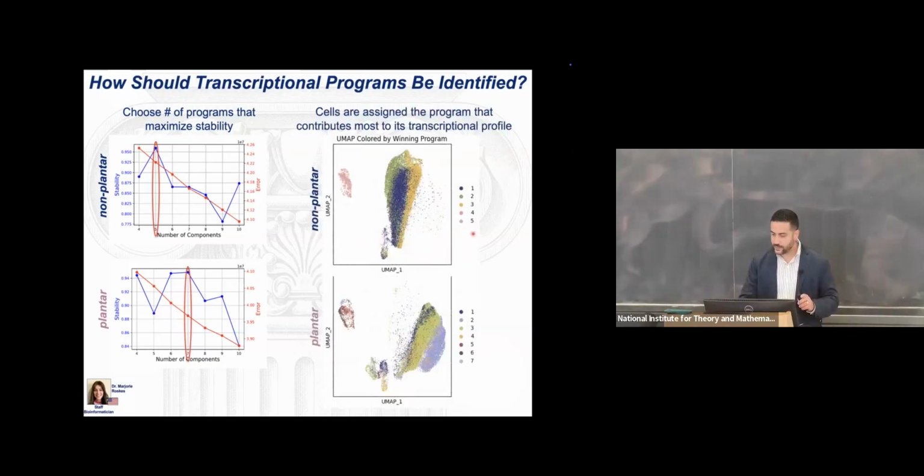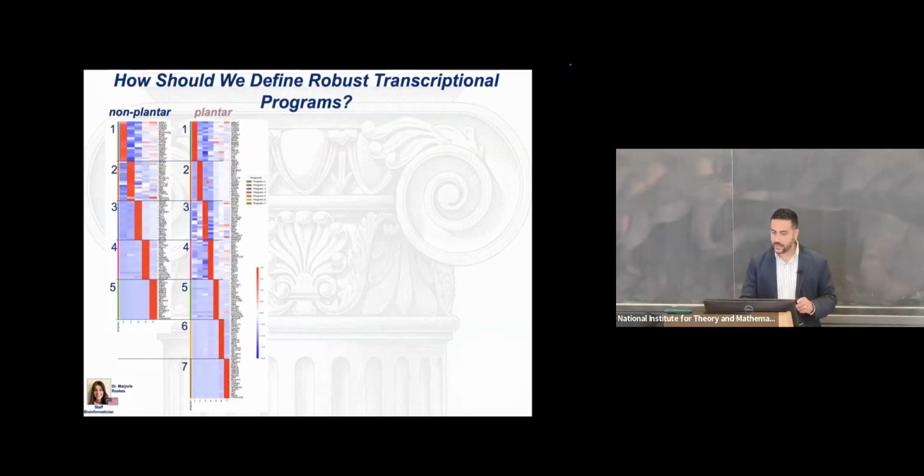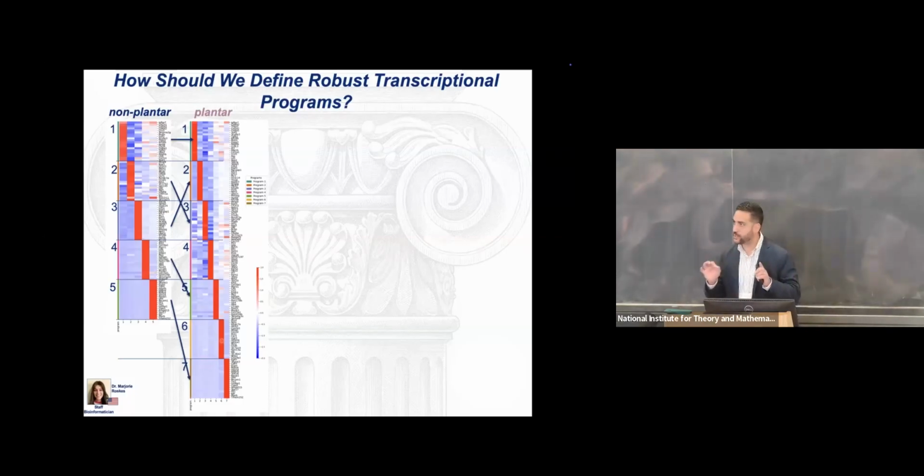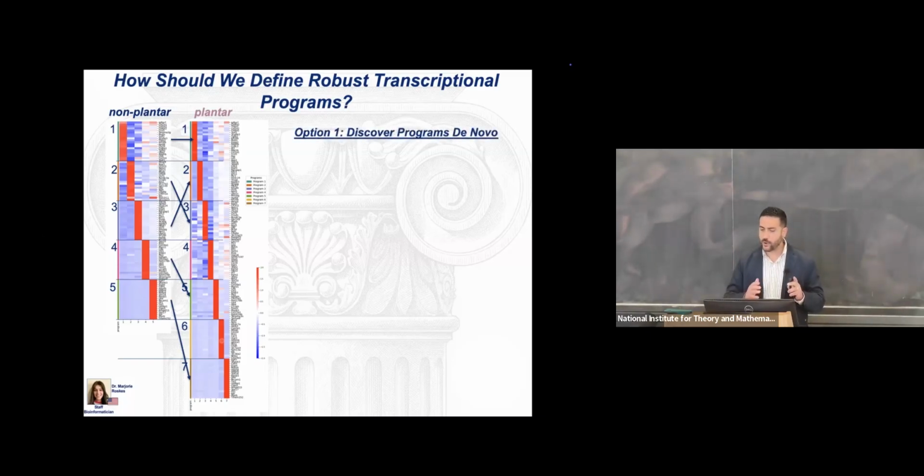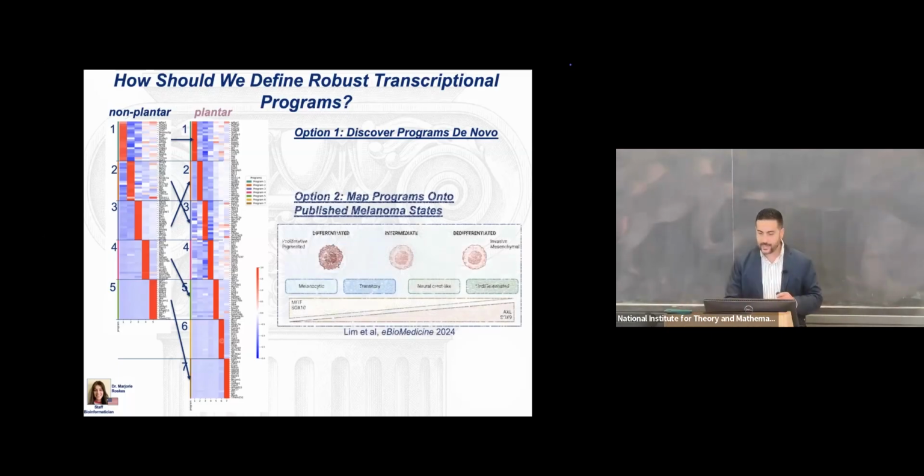What we then did was, here is just showing then those programs, the 5 programs in the non-plantar skin and the 7 programs in the plantar skin. So then here are the different marker genes associated with those different programs, 2 extra in the plantar context. And there is congruence: the same marker genes are appearing in the same programs across 2 different sites. And so at this moment, we're trying to do both things. We want to discover new programs potentially that have not been described. And then option 2 is to see how we can map programs onto published melanoma data sets, melanoma states.